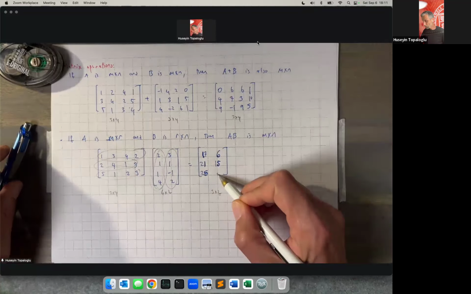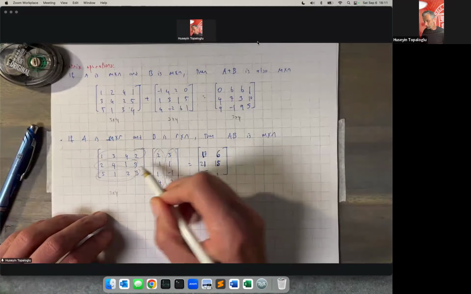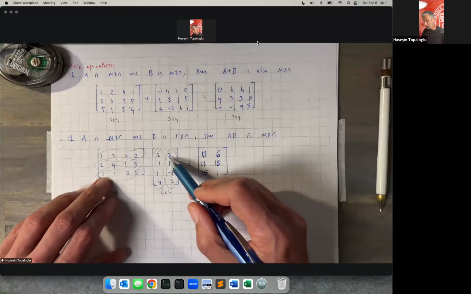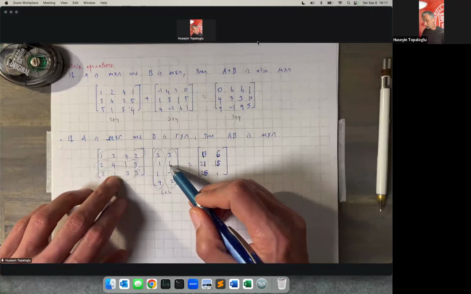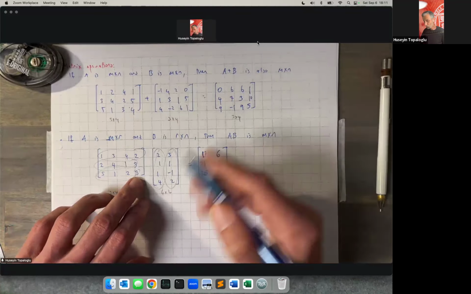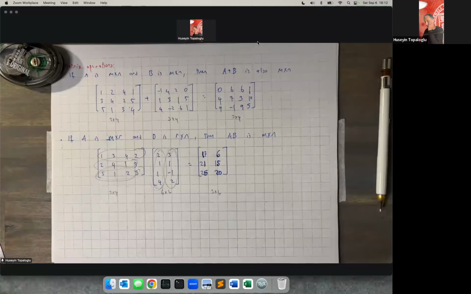Let's fill this entry in. Third row, second column, third row in the first matrix, second column in the second matrix. Multiply the corresponding entries, add them up. 15 plus another one, 16, minus 2, that's a 14, plus another 6, 20. Okay, so that's how we multiply two matrices.